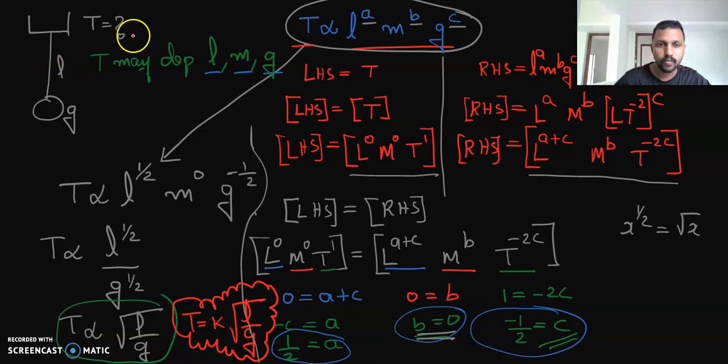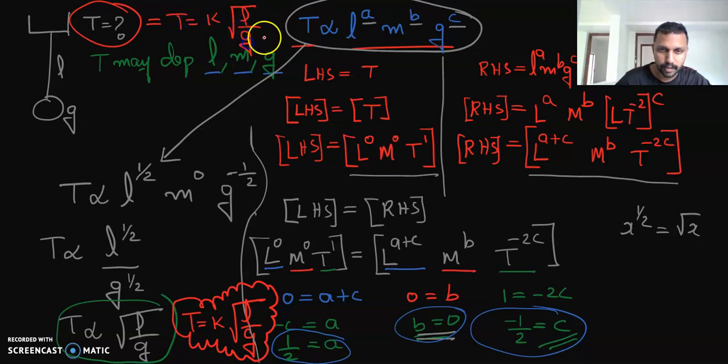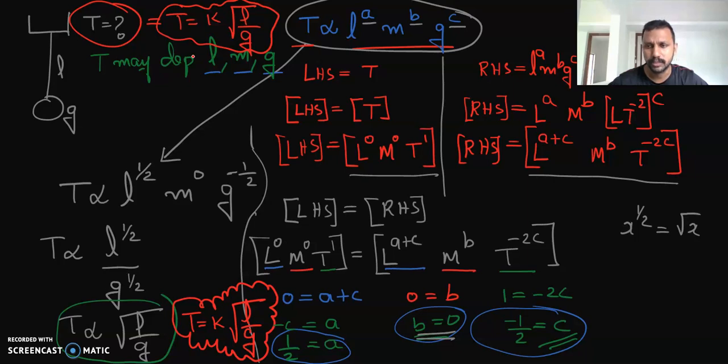Therefore, now we have obtained an expression for time period of a simple pendulum. What is the expression for time period of a simple pendulum? It is T is equal to a constant into root of L by G. It is by the method of dimension analysis. Therefore, this is another application of dimensional formula. We could deduce equations by using dimensional formula.